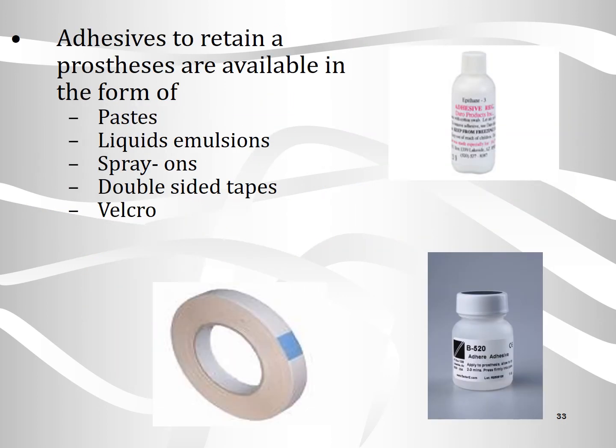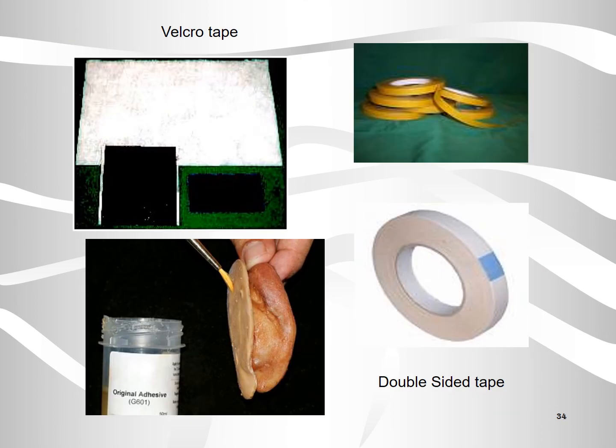So you can see the photos of the adhesives. Adhesives to retain a prosthesis are available in the form of paste, liquid emulsions, spray-ons, double-sided tapes, and Velcro. So you can see the Velcro tape and the double-sided tape in the photos.